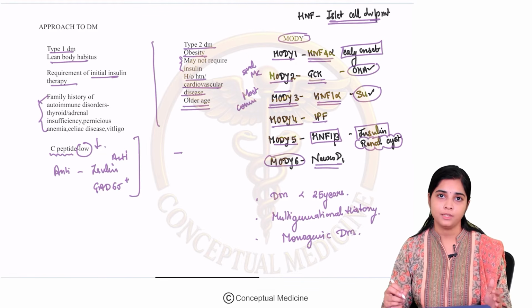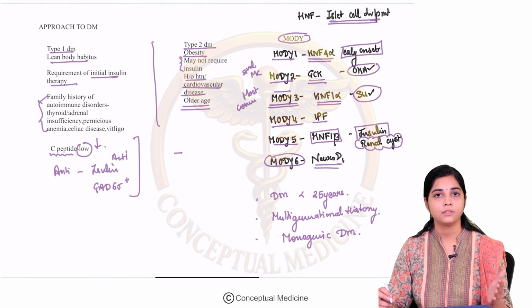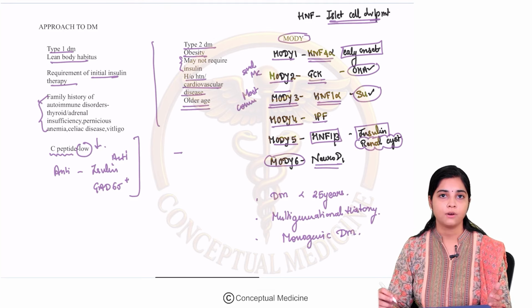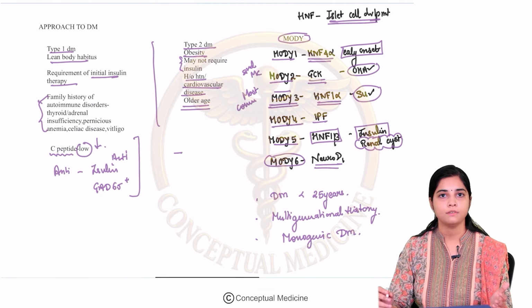So with this, we are coming to the end of our session on etiology, pathogenesis and classification of diabetes mellitus. In the next session, we will be looking at your management and complications of diabetes.